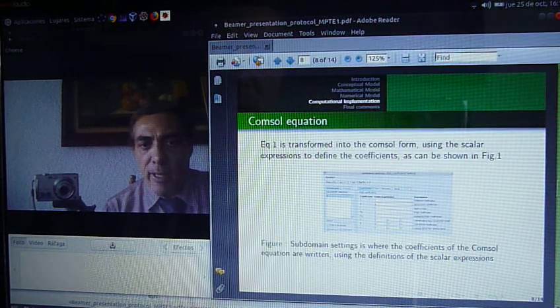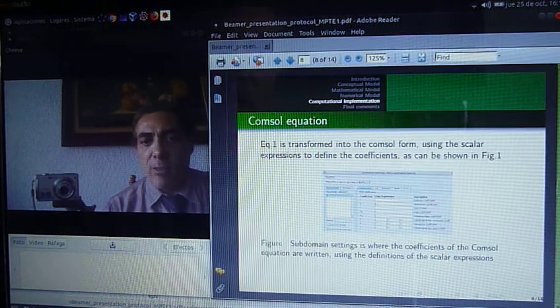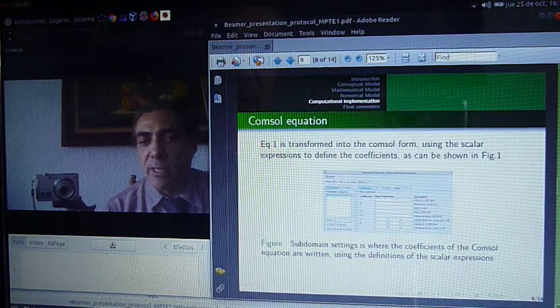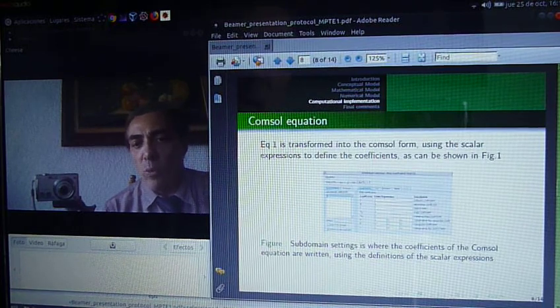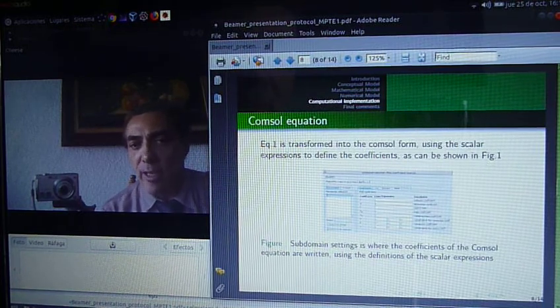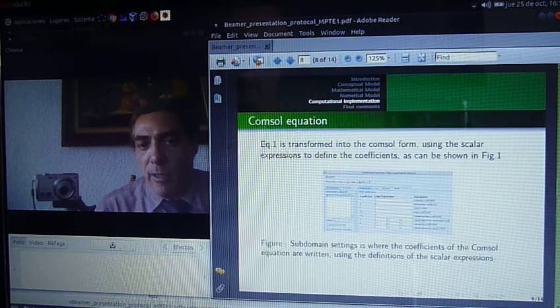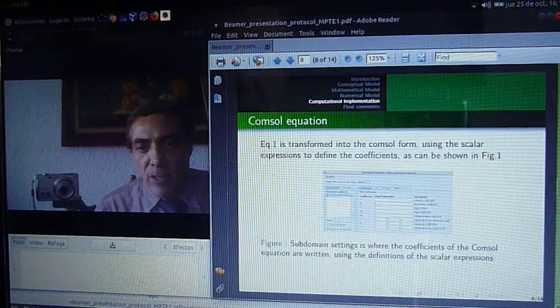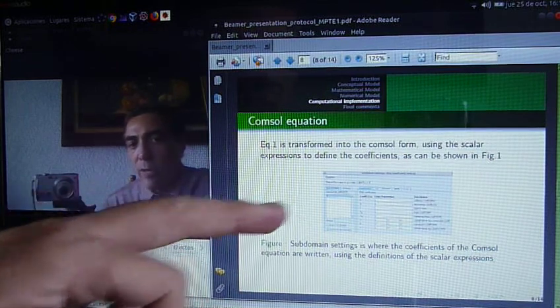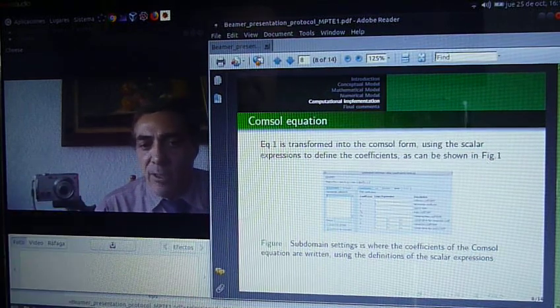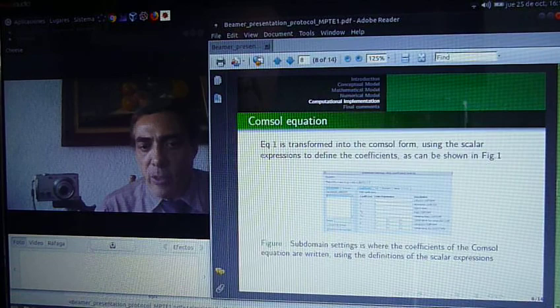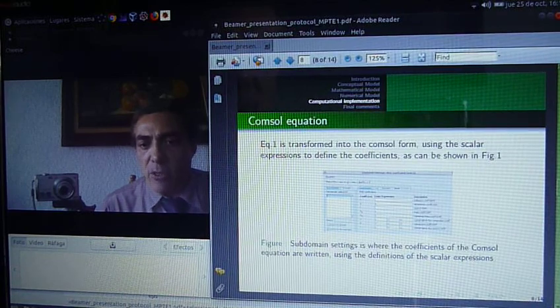The COMSOL equation is what the COMSOL Multiphysics system offers. So what we have shown as the equation in terms of temperature can be adapted to the COMSOL equation using scalar expressions to define the coefficients. In this figure, we show this menu in COMSOL, where the subdomain settings is where the coefficients of the COMSOL equations are written using the definitions of the scalar expressions.